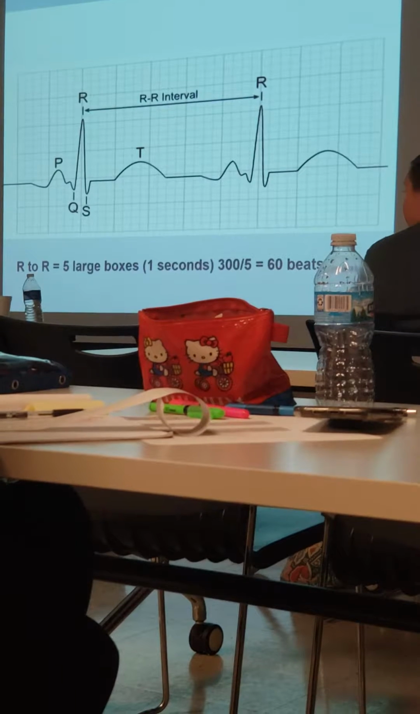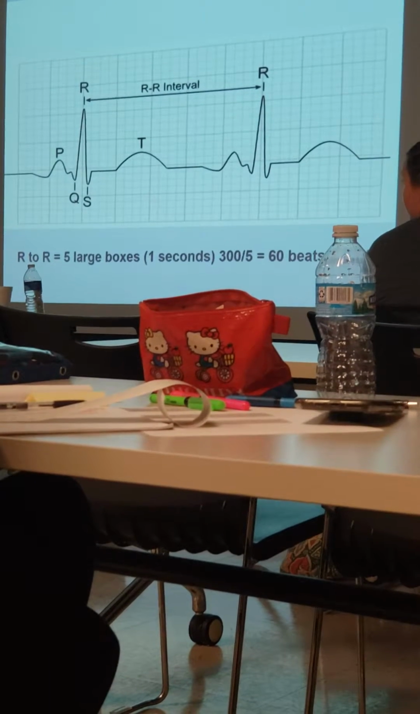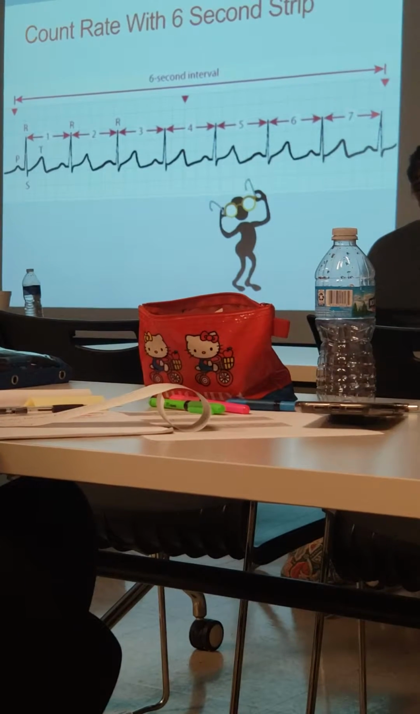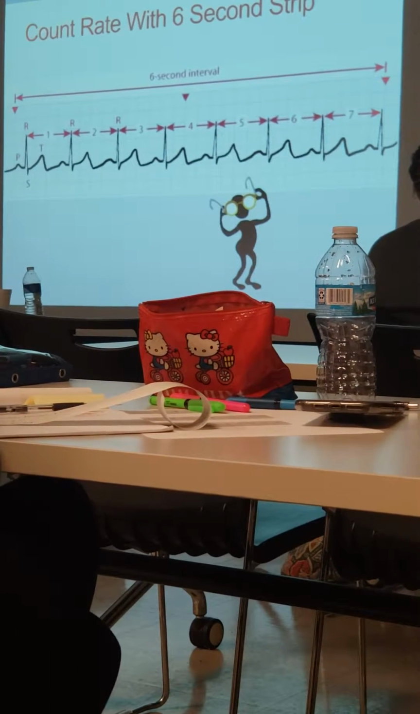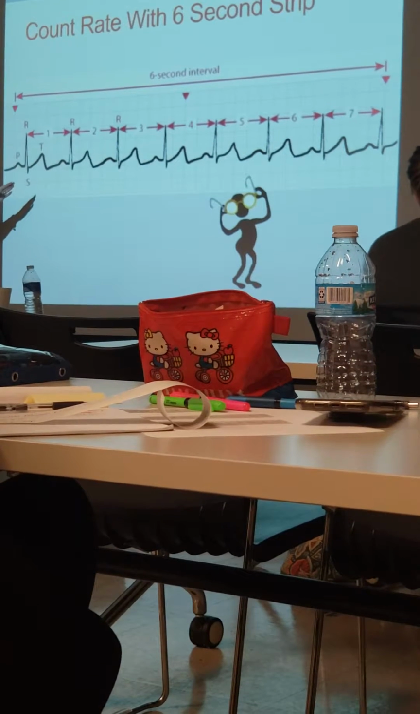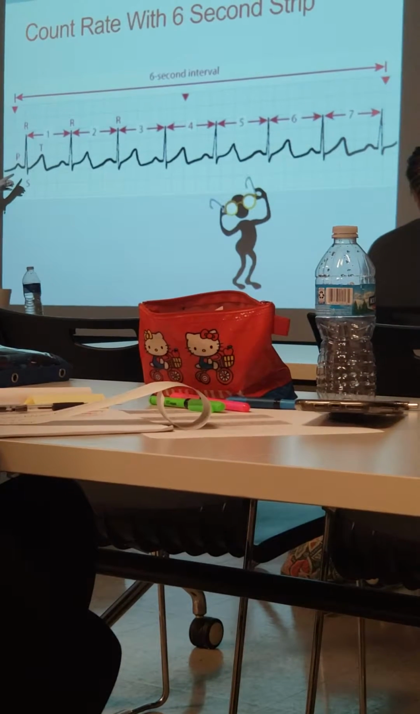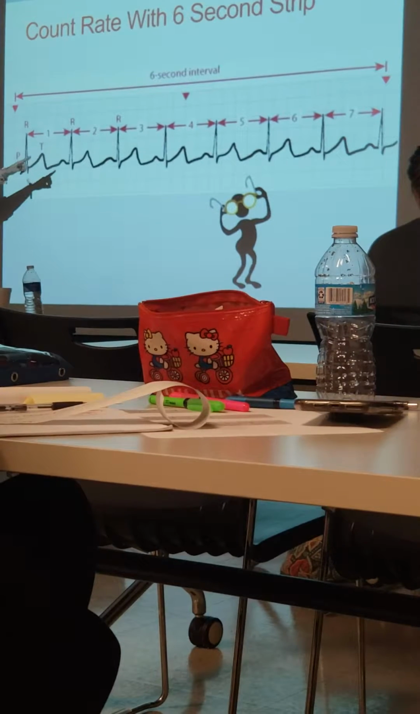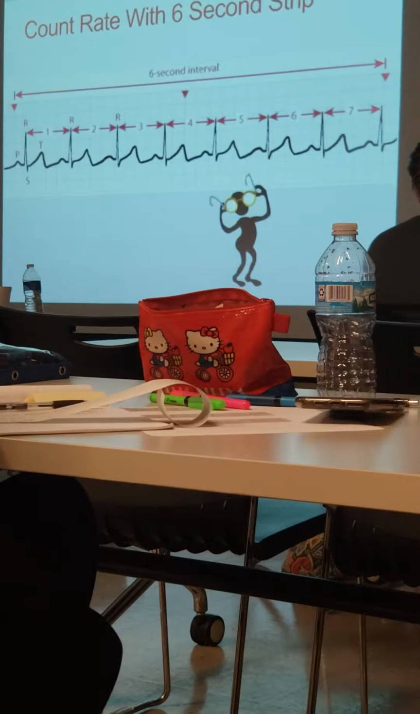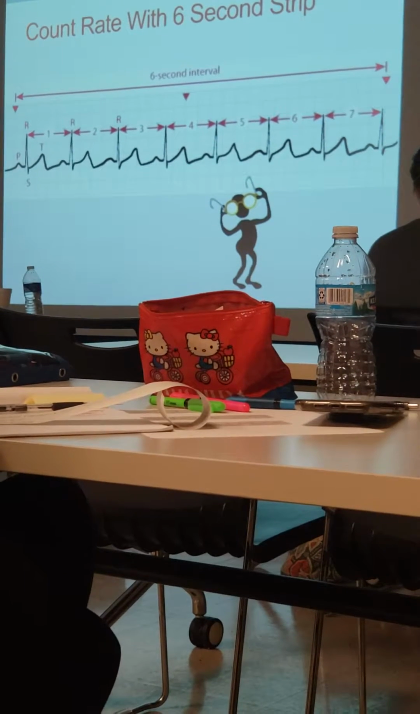Between every R, count all of those, just like this, to get the 6-second strip. If I know I have a 6-second strip, I am going to count every single R wave, and then I'm going to times it by 10. So here in the 6-second strip, I have 1, 2, 3, 4, 5, 6, 7 R waves that I can see. 7 times 10 gives me a rate of 70.